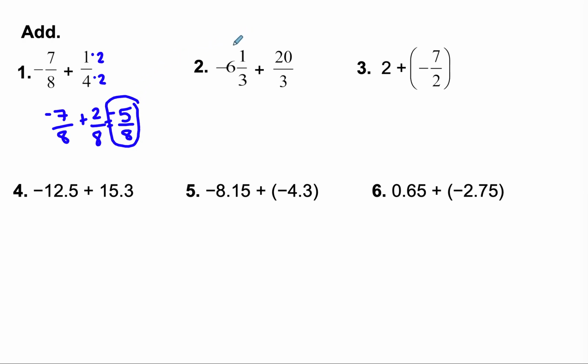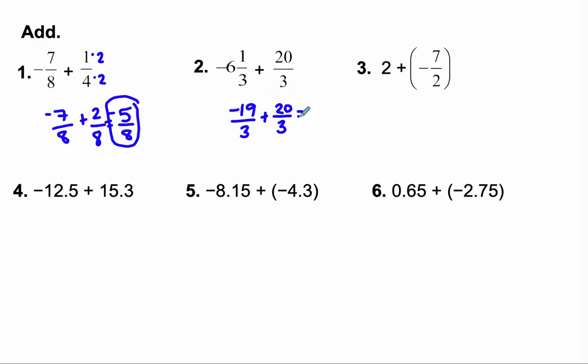For number 2, I have a mixed number and I have an improper fraction. I can add with them as mixed numbers. I can change them both into improper fractions. You could do it either way. So for this one, I guess I'll just change it into 2 improper fractions since I already have one as an improper fraction. So to do that, I do 3 times 6 is 18 plus 1 is 19. So I have -19/3 plus 20/3.